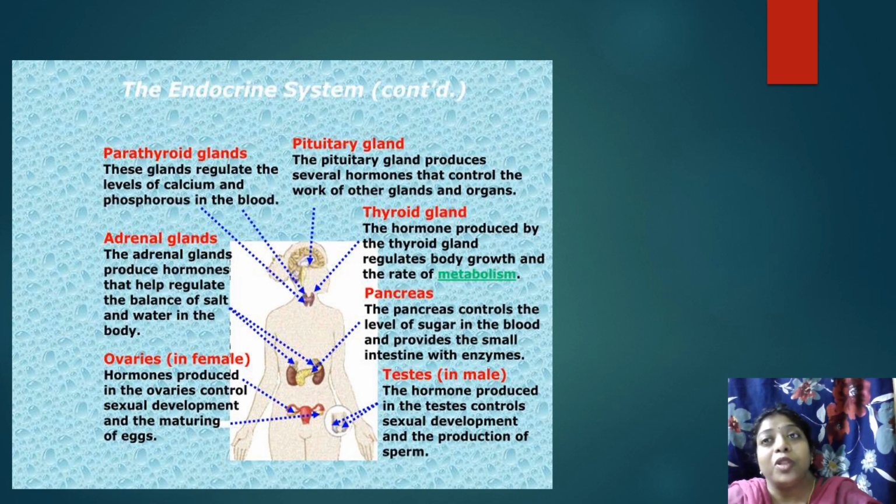Next, we learnt about the midbrain. Then we learnt about the hindbrain. What is this hindbrain? Of course, the hindbrain comprises 3 important distinct regions. One is the cerebellum, the medulla oblongata, and of course the pons varolii.